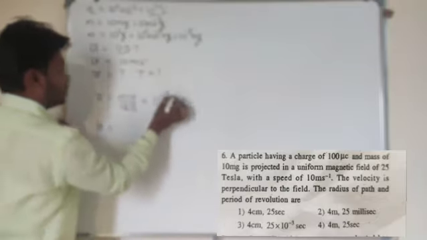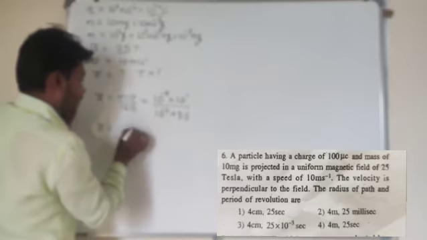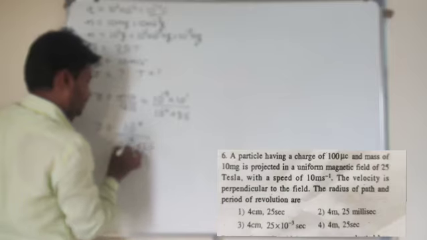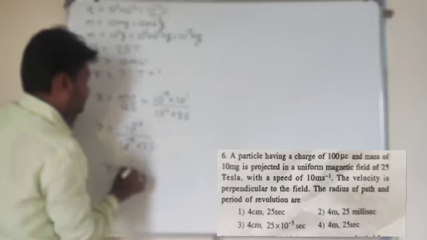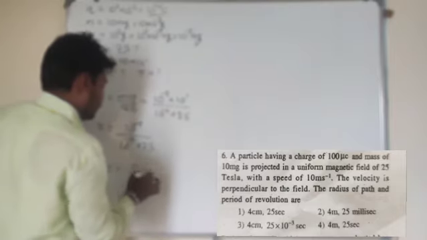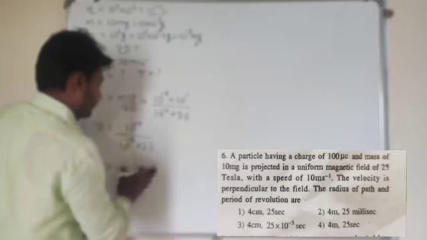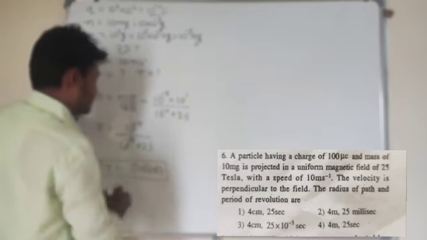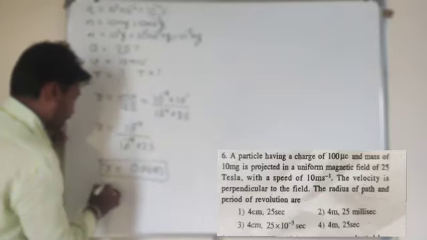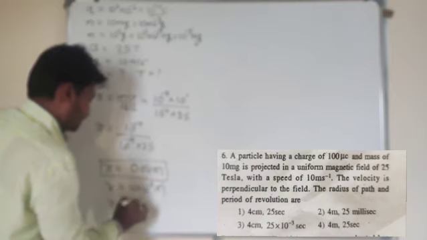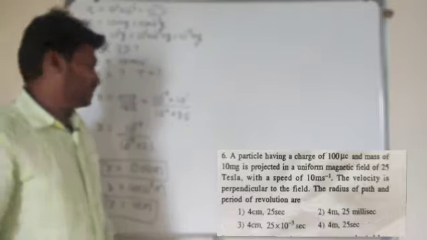R is equal to 10 to the power of minus 5 into 10 to the power of 1, divided by 10 to the power of minus 4 into 25. So 1 by 25 is 0.04 meter here. What is our answer? 0.04 meter, or I can take 4 into 10 to the power of minus 2 meter, or r is equal to 4 centimeter. What is the radius? I get it here. Radius is 4 centimeter.